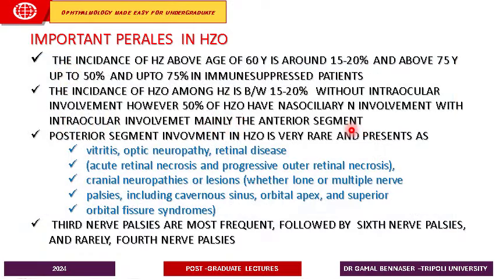Now, the posterior segment involvement, as I said, is very rare and may take the form of vitritis, optic neuropathies, retinal diseases, retinal necrosis, cranial nerve palsies, and orbital fissure syndromes. The most common motor cranial nerve palsy is of the oculomotor nerve, followed by the abducent nerve, and the least common is the fourth cranial nerve.